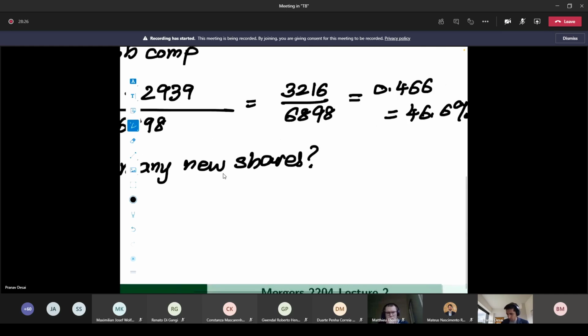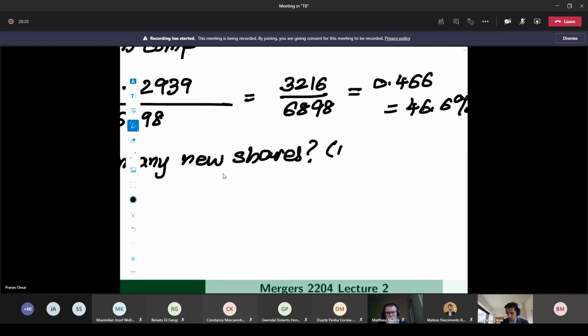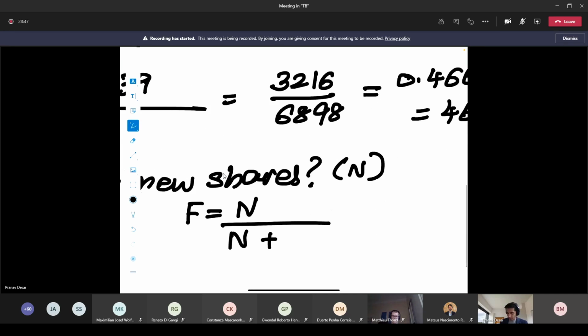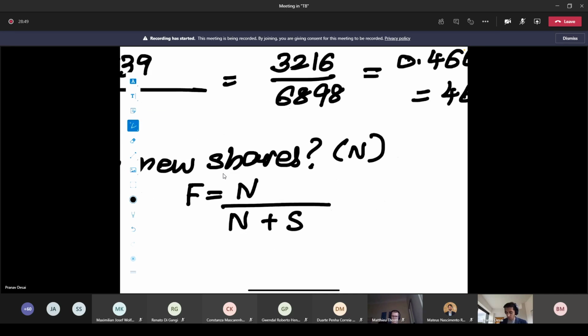Just going to zoom in a bit here. So let's call this new shares N. So F is simply the percentage of the new company which is held by Continental shareholders. So that works out to N divided by N plus United's existing shares. United's existing shares, let me just call that S. So these are the existing shares of United.